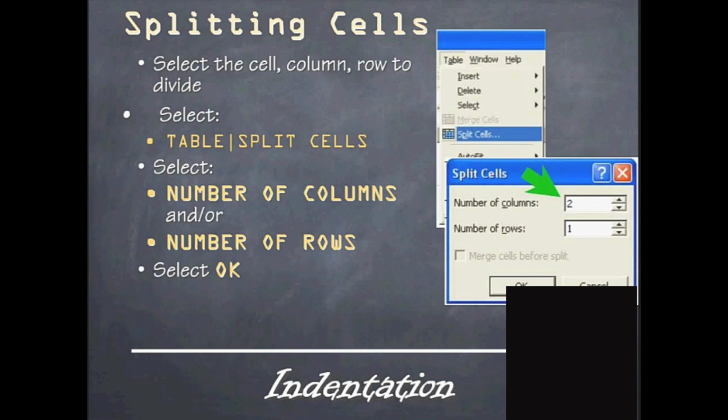Splitting cells. Divide a cell, either you have a merged cell that you want to divide back into multiple cells, or you want a cell to divide into two. To do so, you're going to select table and split cells, and when you hit the split cells option, in the drop-down menu you can change the number of columns or rows. Select the desired amount that you want, then click OK.